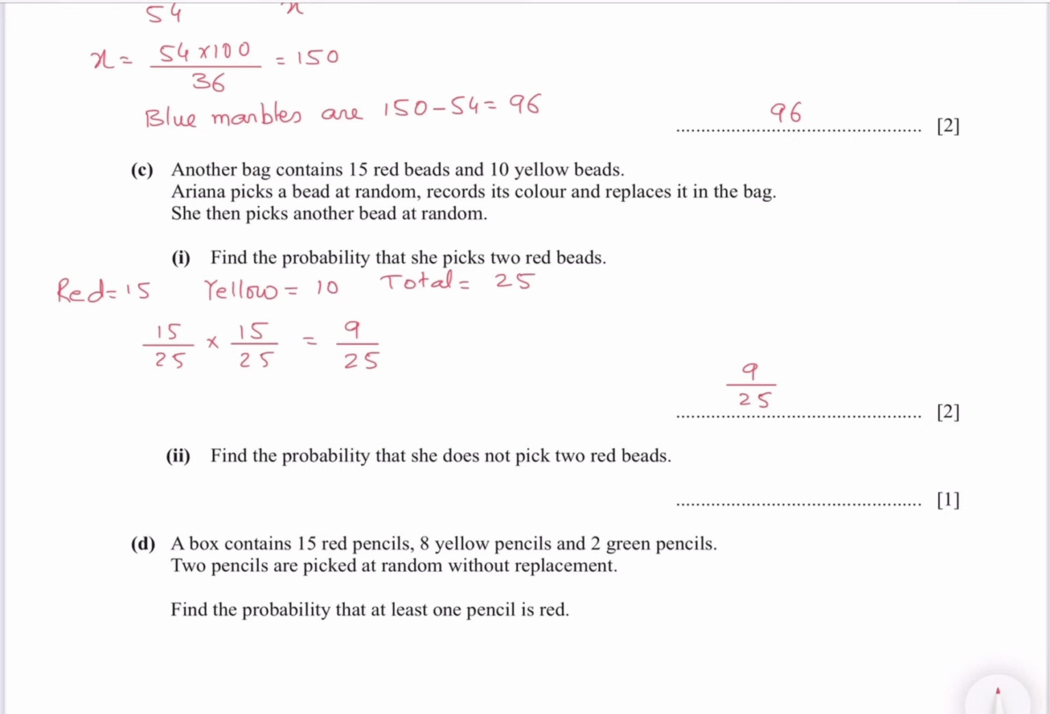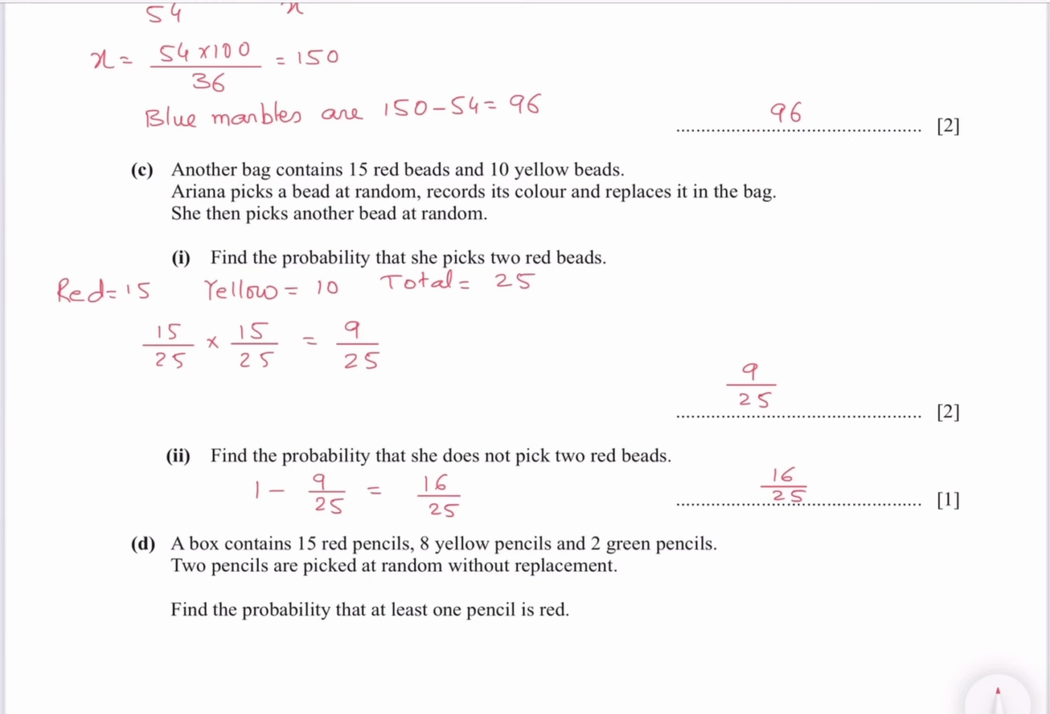Find the probability that she does not pick 2 red beads. So you subtract the previous answer from 1, because 1 is the full probability, so you will get the answer. So 1 minus 9 over 25, this is equal to 16 over 25.